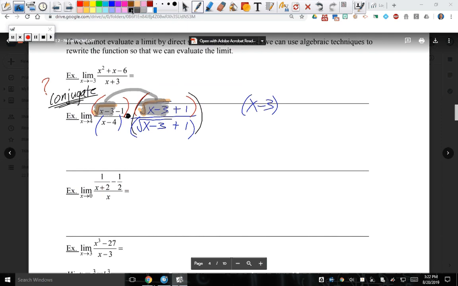So, what's the rest of this? If I were to FOIL this out, look at this very carefully. The outside is a positive root of x minus 3. The inside is a what? Negative. With a difference of squares, those outside and inside terms will add up and cancel to what always? 0. So what's left is a minus 1.